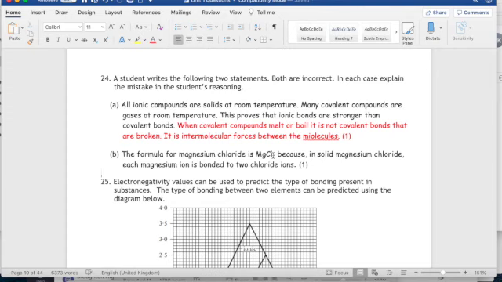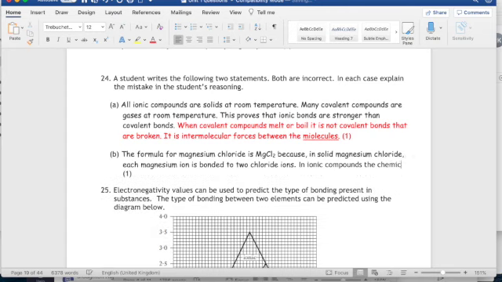Okay, so let's put that into a sentence. In ionic compounds, the chemical formula tells us the ratio of metal ions to non-metal ions in the lattice structure. Okay, so that would get you a mark there for that. Okay, so I'll highlight that. All right.